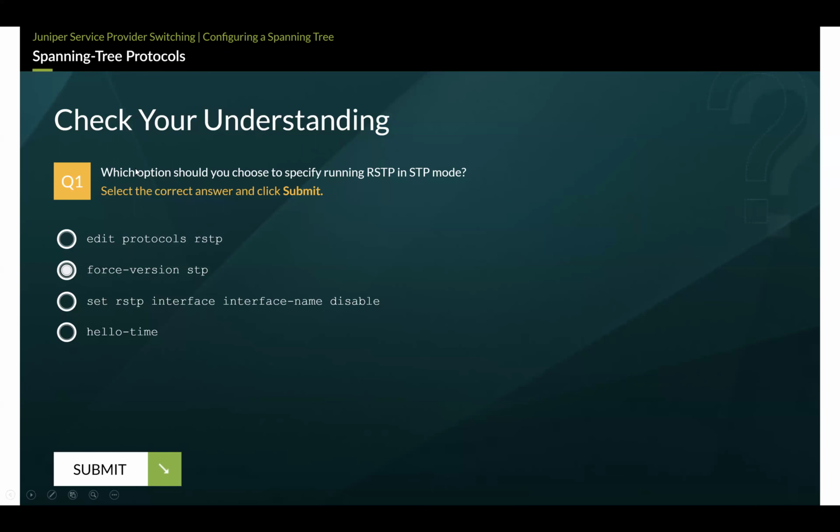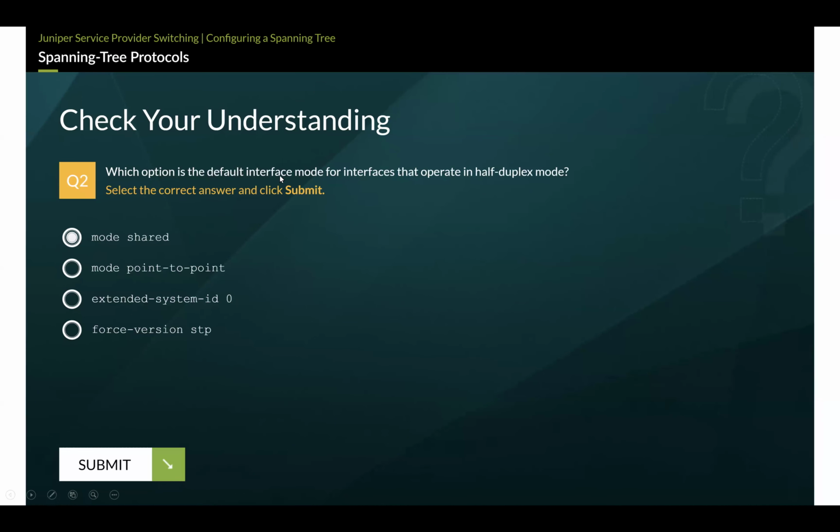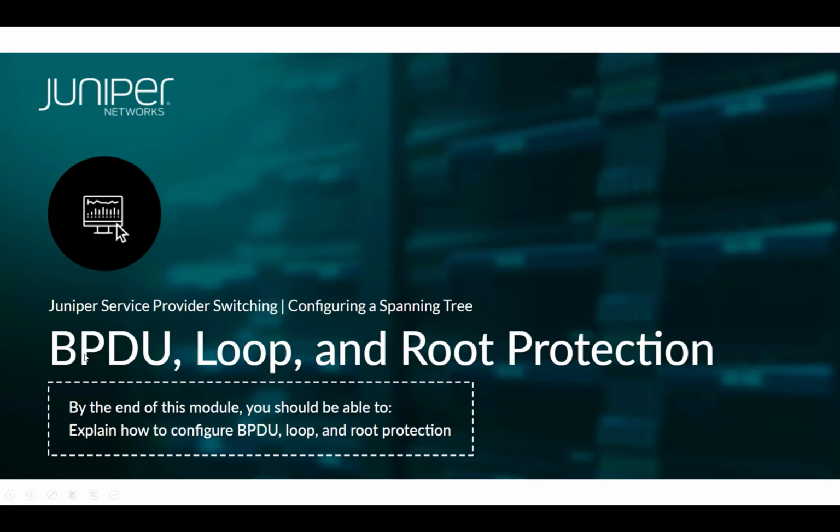So I'm just ending this session with the last Q and A section. Which option should you choose to specify running RSTP in RSTP mode? You need to set the force version to RSTP. Which option is the default interface mode for interfaces that operate in half duplex mode? Mode shared, and mode point-to-point will be the full duplex.